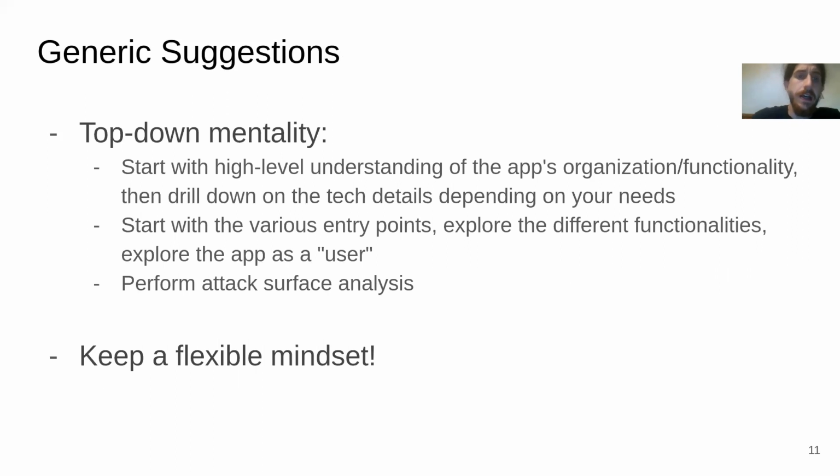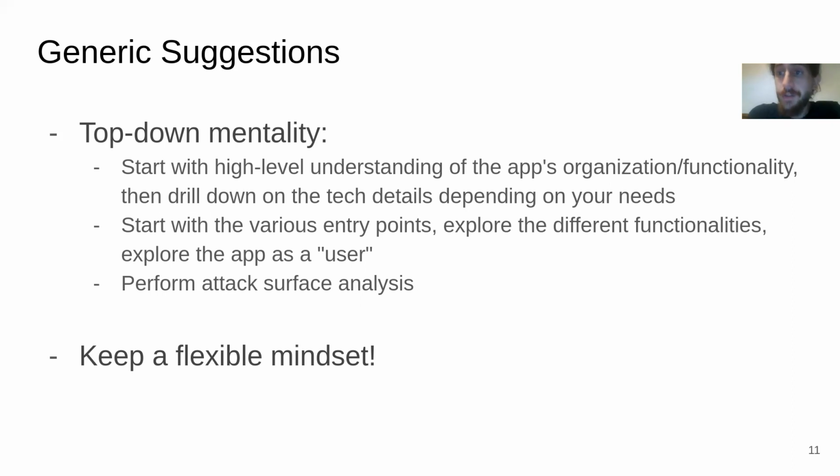So in general, there are some suggestions. The suggestion is to have a top-down mentality. Start with a high-level understanding of the app's organization and functionality. What I usually do is check how many activities I have. If there are like 1,000, that's problematic. If I have 3, then I can actually run the app and play with it until I find all 3 activities, and so I get an idea about what these 3 activities are supposed to do.